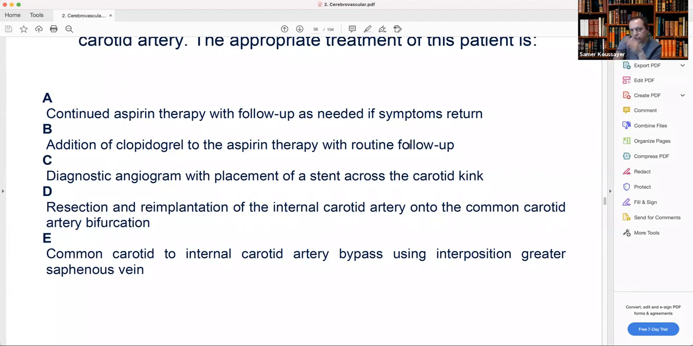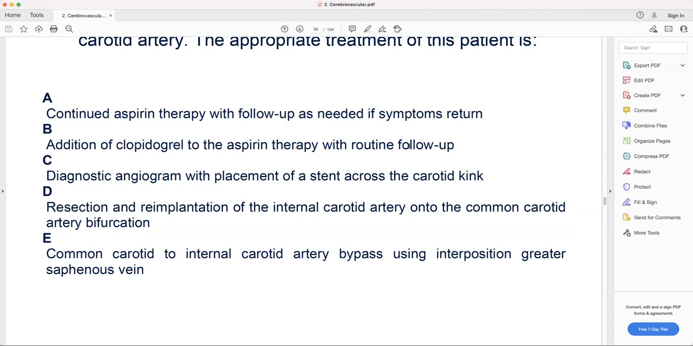So if symptomatic, it has to be fixed. It has to be a surgery. I don't think antiplatelets alone will be enough. Even if you follow up, how is it going to help? The kink will not go away, you know. So I don't think that will help. Next one. The addition of clopidogrel to aspirin therapy with a routine follow-up. Still, this medical therapy will not help.